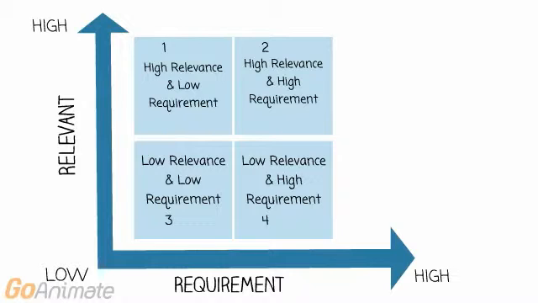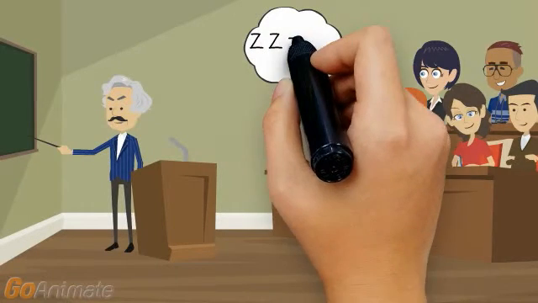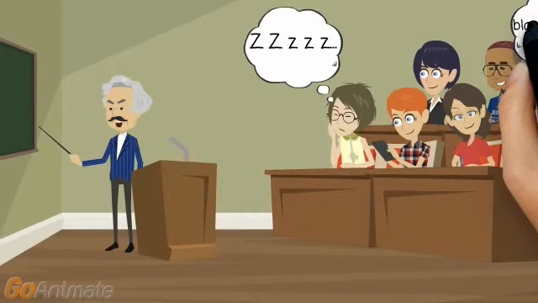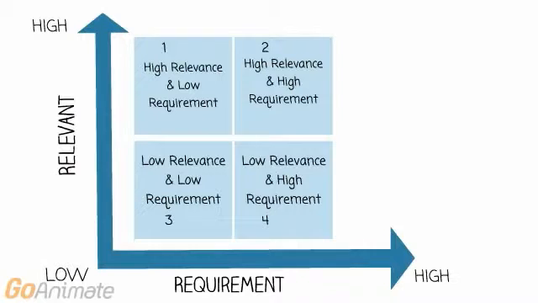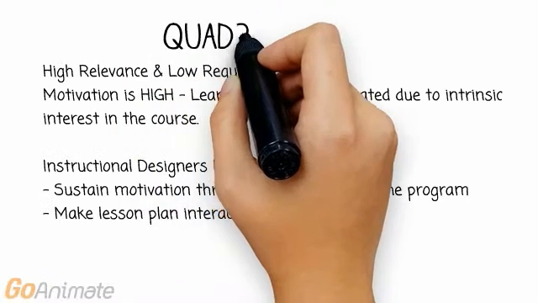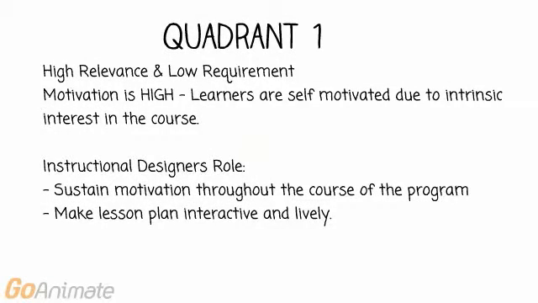That is, core courses. Motivation theories have shown that there is a direct correlation between motivation and learning. This framework will address motivation in relation to relevance and requirement, as well as the role of instructional designers in addressing each scenario. In Quadrant 1, we have high relevance and low requirement.